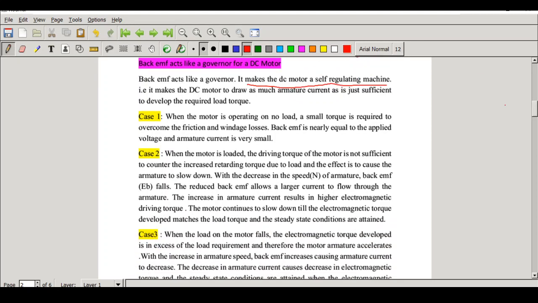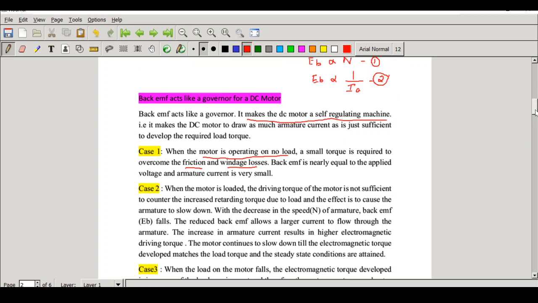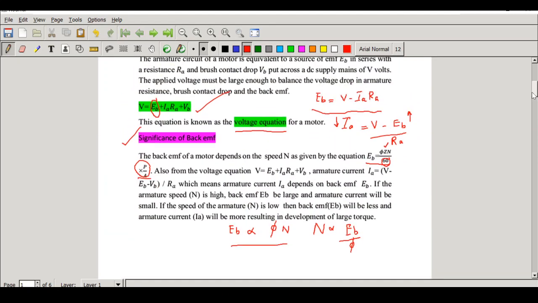The first case is when the motor is operating on no load. When the motor is operating on no load, only a very small torque will be required, and that torque is used for supplying the friction and windage losses. If you see that equation under no load conditions, what will be the relation between back EMF and voltage? See here the relation. In this relation, if this drop is very small, back EMF will be approximately equal to the applied voltage.